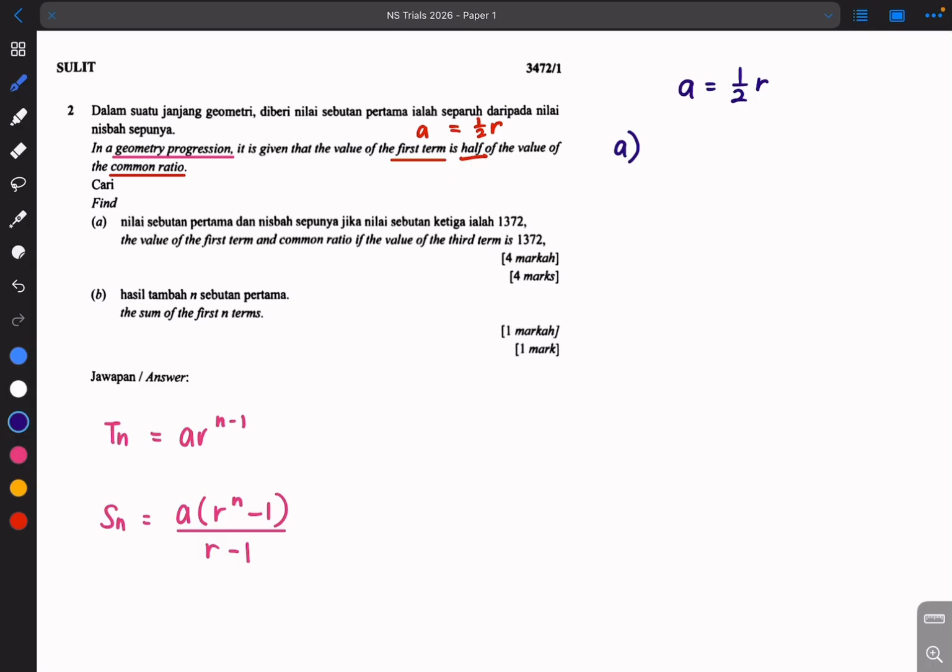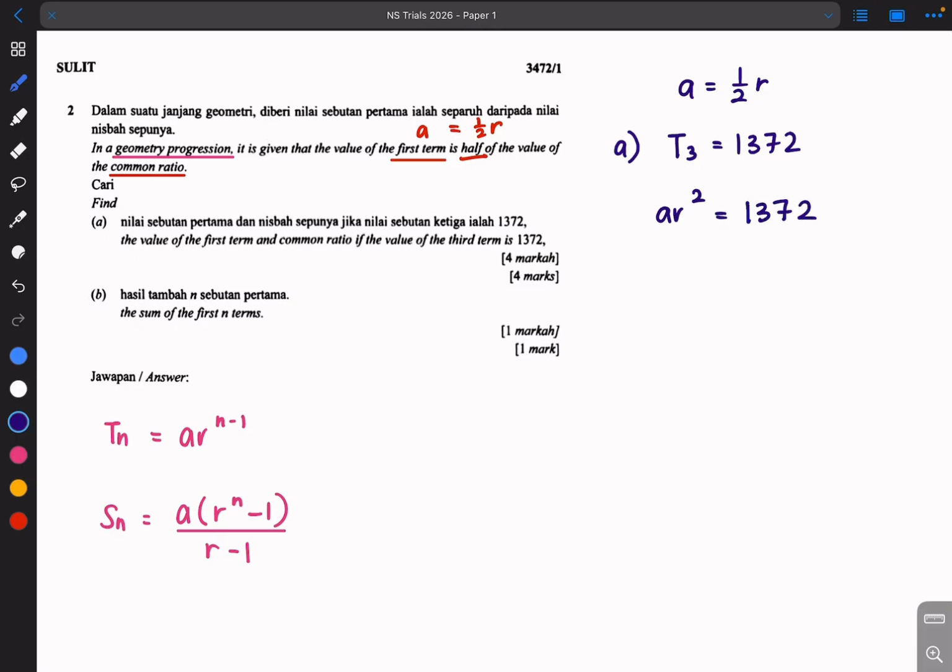Right, let's look at A. Find the value of the first term and the common ratio if the value of the third term is 1372. So the third term is 1372. We can put it into this formula. T3 would be AR to the power of 3 minus 1, which is basically AR squared. 3 minus 1 is 2.